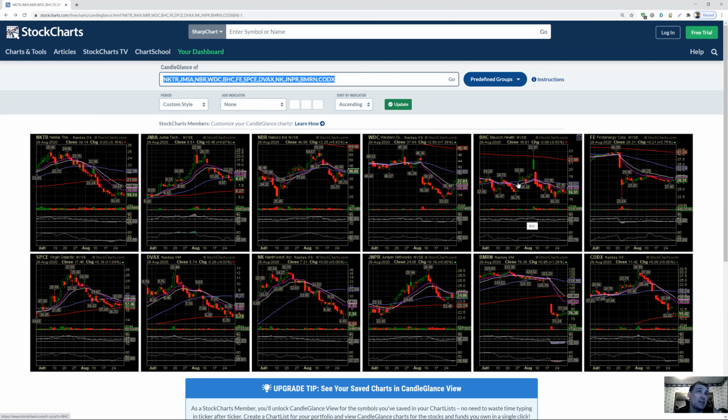BHC isn't doing anything. It's back and forth, not breaking out, not doing much. FE sort of going sideways after this move down, sort of holding. Space is caught between here. You can see the moving averages are tight. Something's going to happen, break up or break down.